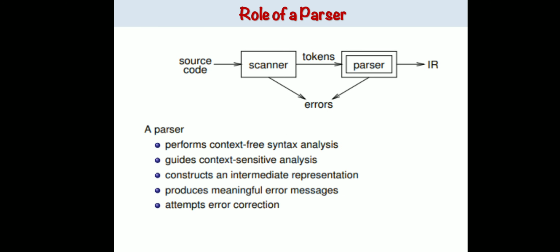This slide is all about the role of a parser. In the given diagram, as we can see, the source code goes through the scanner and then it breaks into smaller elements known as tokens, which then go through the parser to produce an intermediate representation. And lastly, if there is any error in the source code, then it produces meaningful error messages.